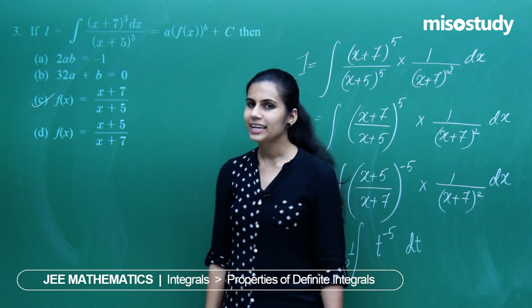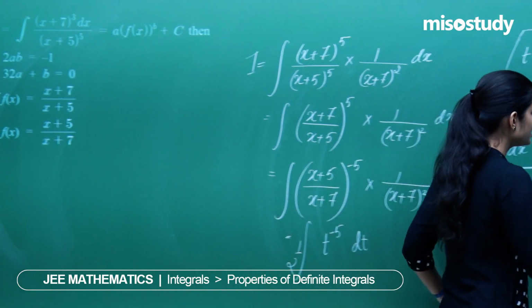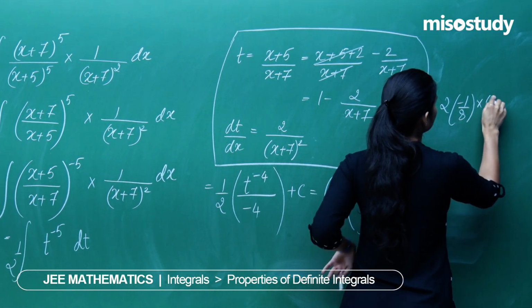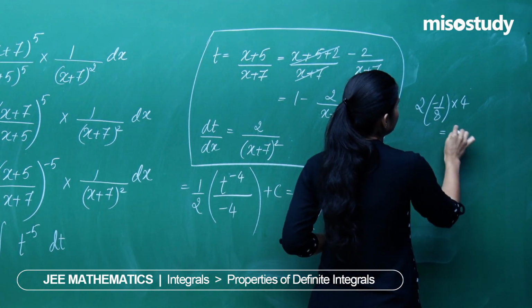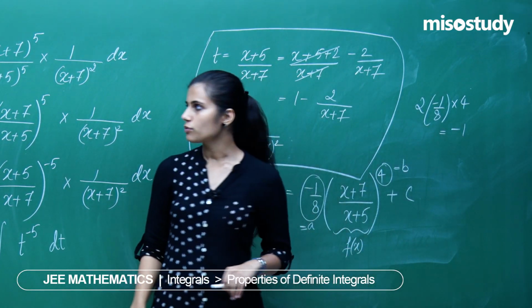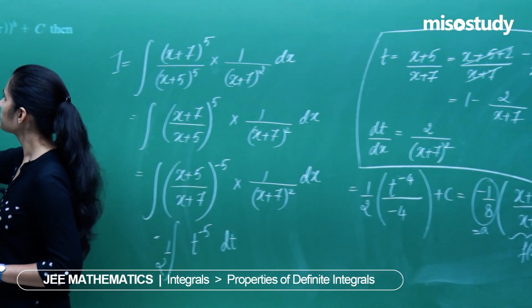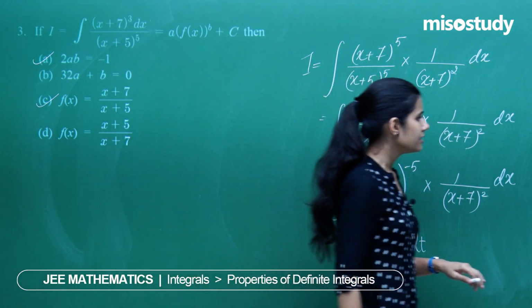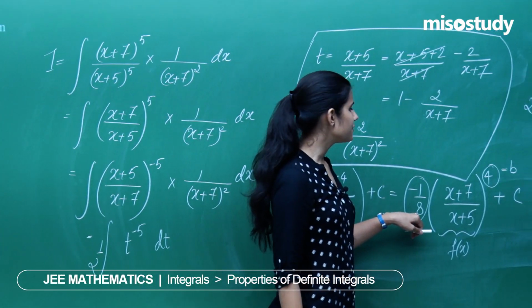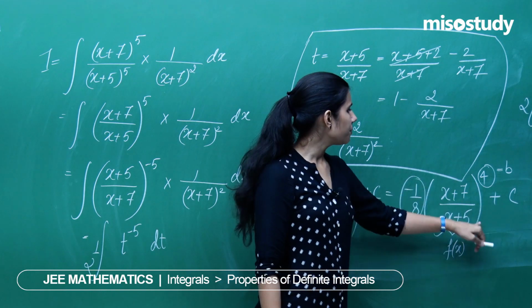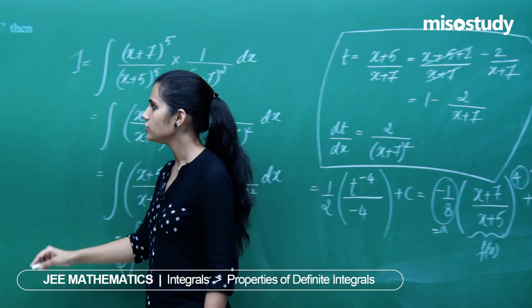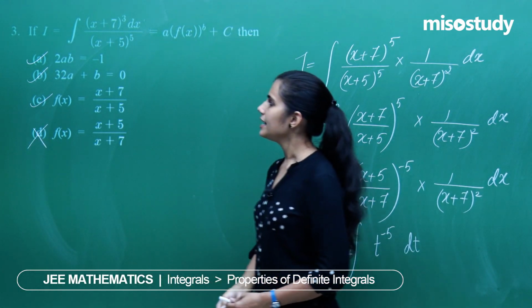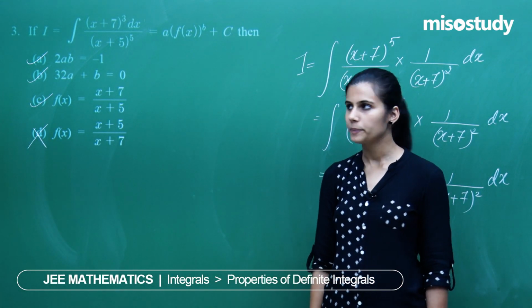Is twice of ab equals minus 1? Let's see. Twice of a into b. Yes, it is equal to minus 1. In fact, 32 times a plus b is also 0. You can see 32 times minus 1 by 8 gives you minus 4. Minus 4 plus b, that is minus 4 plus 4, eventually gives you 0. Because f(x) is this, f(x) is not the other option, and hence you have 3 options correct out of 4.